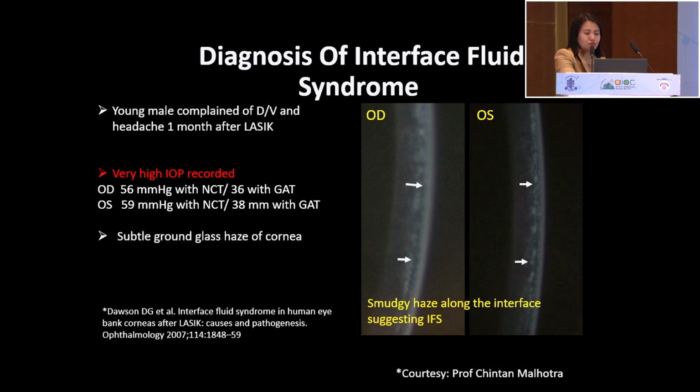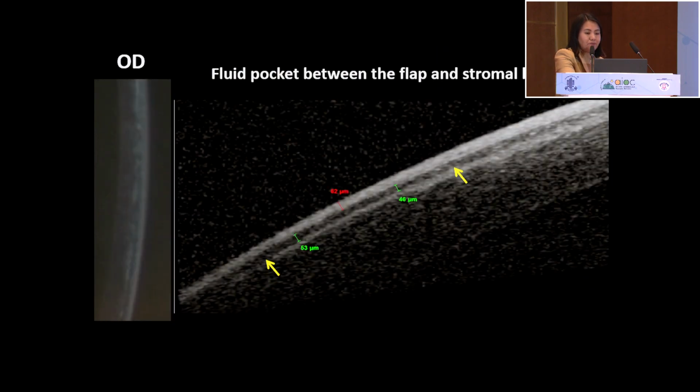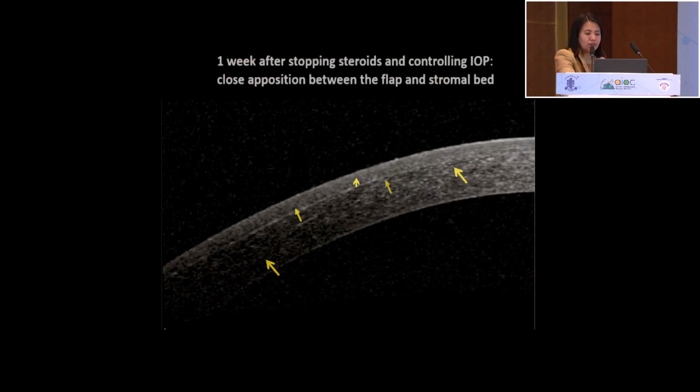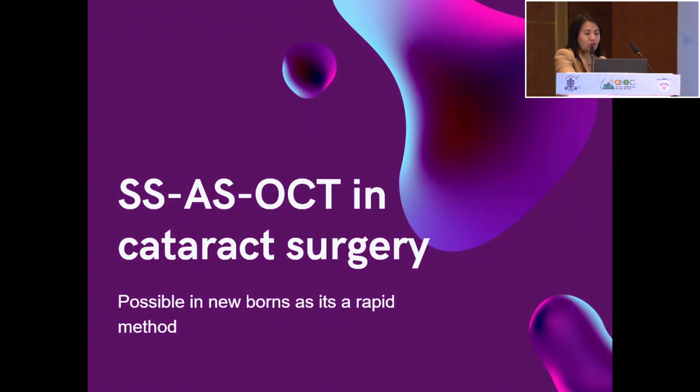In interface fluid syndrome, also known as PISC, you can look at the fluid that is in the flap area, and then after bringing the pressures down, the resolution can also be noted on OCT. Along with that, now quickly going to the cataract surgeries, as we know, the AIIMS group has extensively published swept source OCT use in white cataracts.